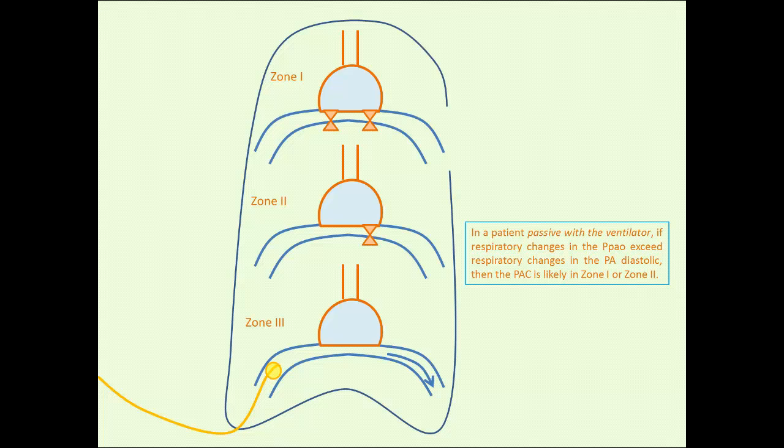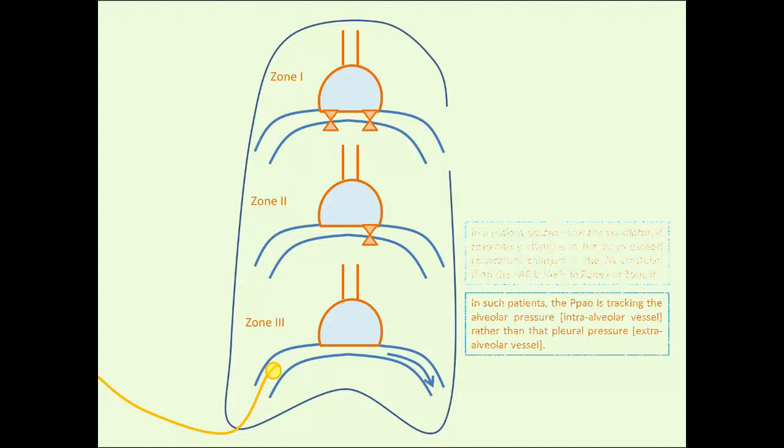So this can be very hard to detect. Probably the best way, I think, is if you've got imaging of the patient. Barring severe hypovolemia, if the tip of the pulmonary artery catheter is below the level of the left atrium, you really should be in Zone 3. But there are clues that you are in Zone 1 or Zone 2 in a patient who is, again, totally passive with the ventilator. If the respiratory changes in the pulmonary artery occlusion pressure exceed the respiratory changes in the PA diastolic pressure, then the catheter is likely in Zone 1 or Zone 2.